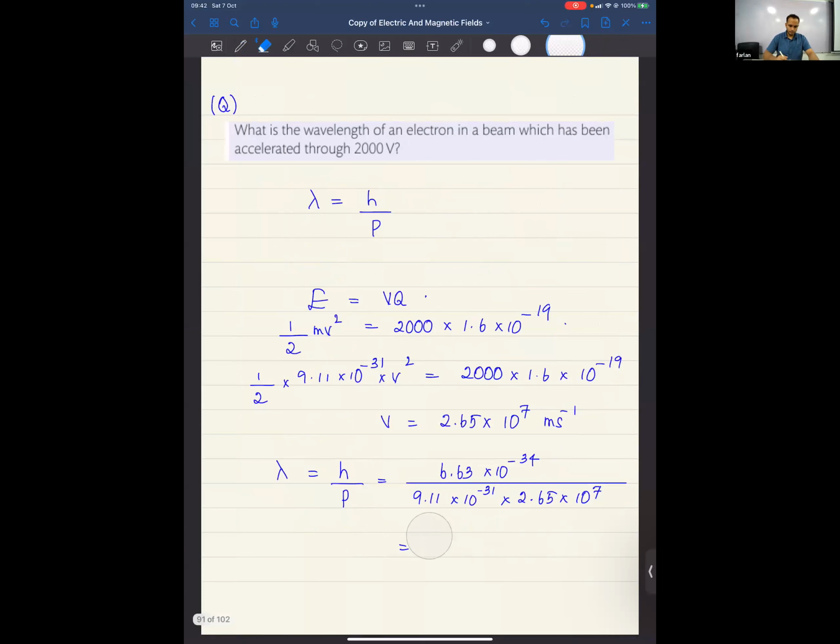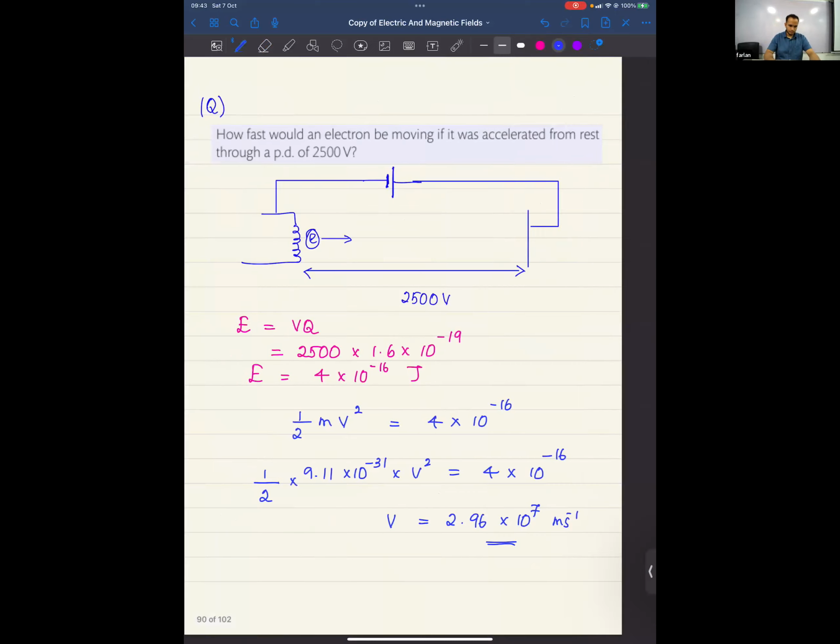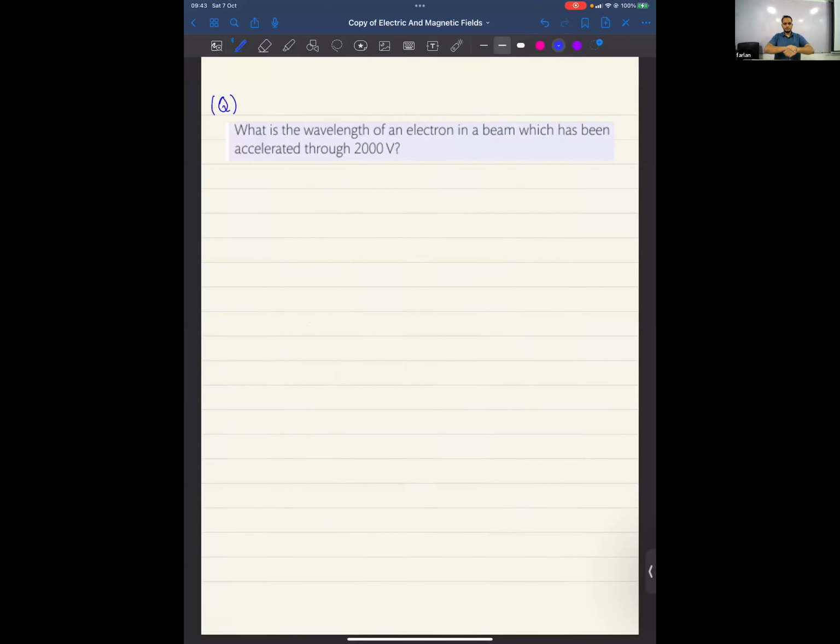Write down the next question. What is the wavelength of an electron in a beam which has been accelerated through 2000 volts?